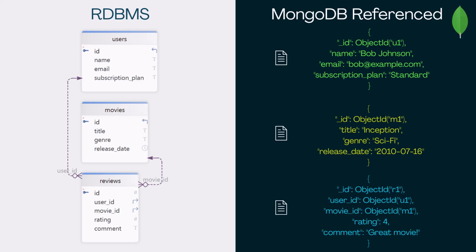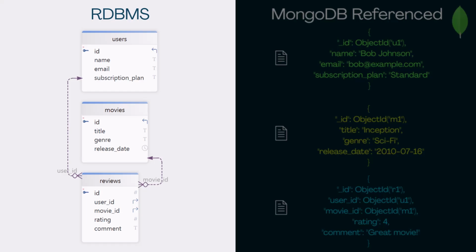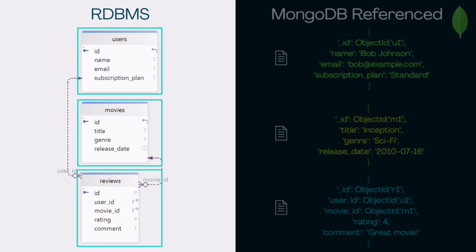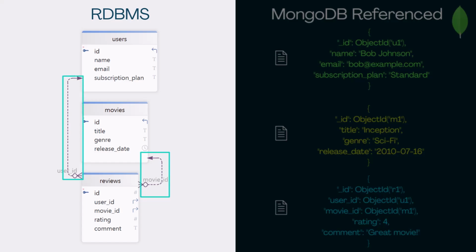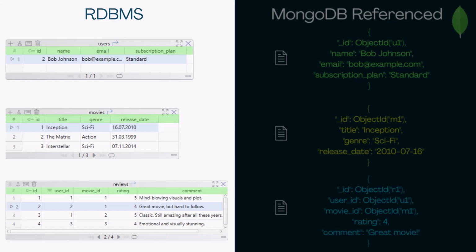Now let's look at how data modeling actually works, both in relational databases and in MongoDB. Let's take a simple app like a movie platform. We have users, movies, and reviews. In a traditional SQL database, you'd have separate tables for each. One for users, one for movies, and one for reviews. Each table is structured. Relationships are clearly defined using foreign keys, and everything is normalized. You define the schema first, then insert the data, which keeps things consistent and avoids duplication.